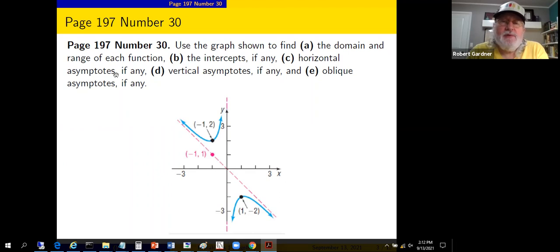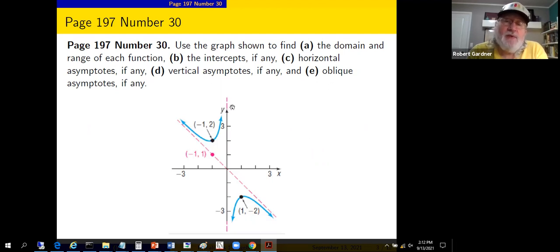Horizontal asymptotes. Well, it's got an oblique asymptote, not a horizontal asymptote. No horizontal asymptotes. We'd have to have it level off on the left and the right. If it had a horizontal asymptote, it does not. It actually has an oblique asymptote. So we'll have to deal with that in part E.